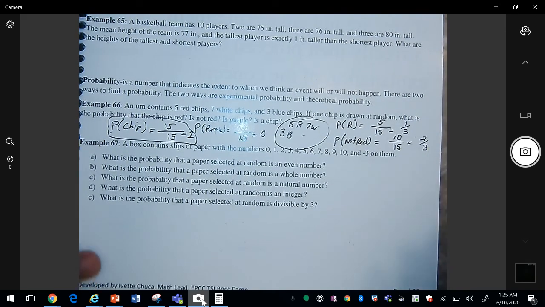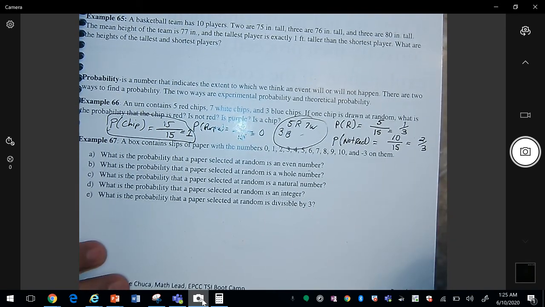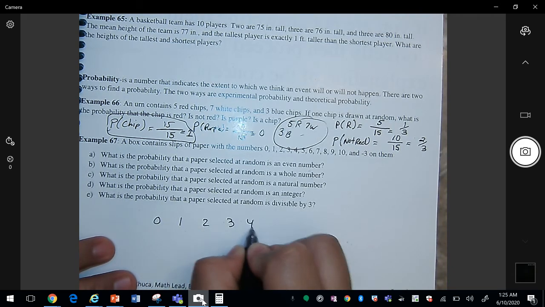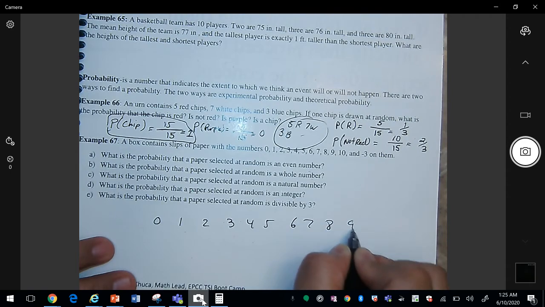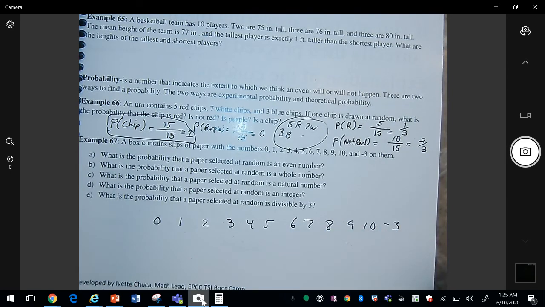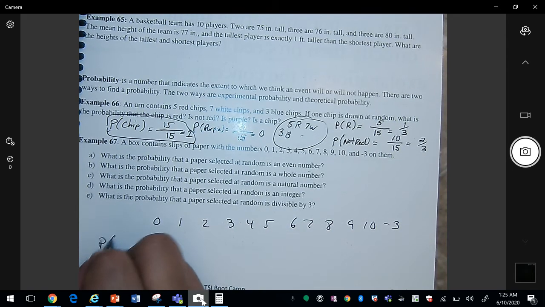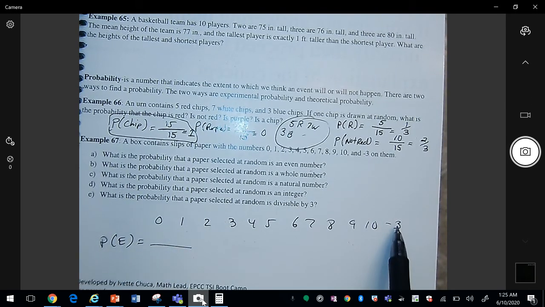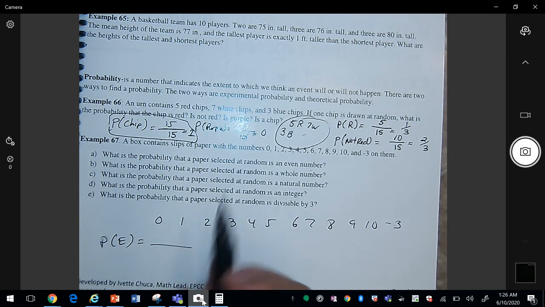Okay. The last one, a box contains slips of paper with the numbers 0, 1, 2, 3, 4, 5, 6, 7, 8, 9, 10, and -3. Letter A, what is the probability that a paper selected at random is an even number? So we need to count how many numbers we have. 1, 2, 3, 4, 5, 6, 7, 8, 9, 10, 11, 12.